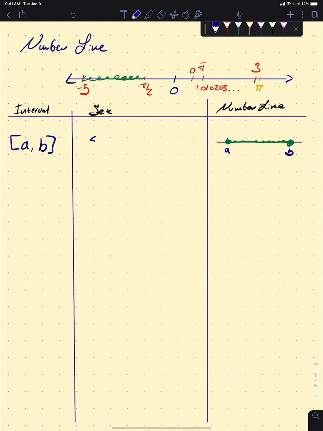As a set, we can write this as the set of all x where A is less than or equal to x is less than or equal to B. This formalizes the equal part: A is in this set, B is in this set. To contrast this, we might have the open interval AB.